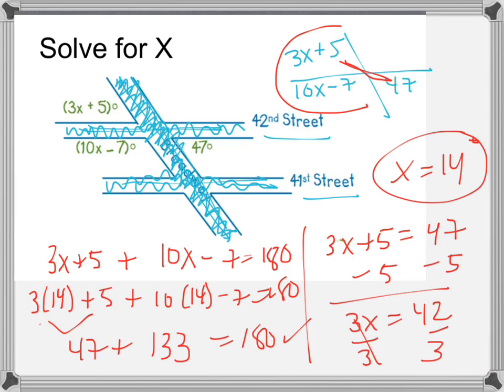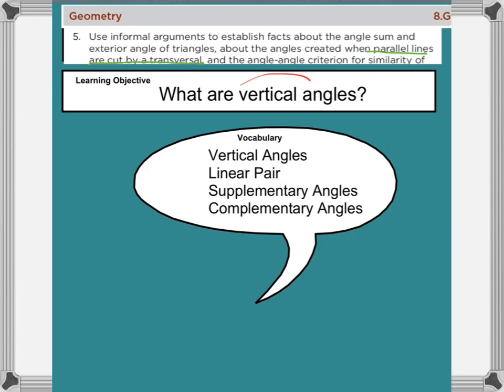Okay, so what you learned today was vertical angles, which are the pair of angles that are created when two lines intersect. And you learned that those pairs of angles are equal to each other. And then you used that to solve equations, to solve situations that force you to set up equations like the ones that we just did.